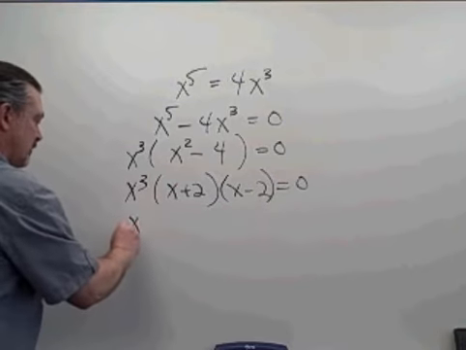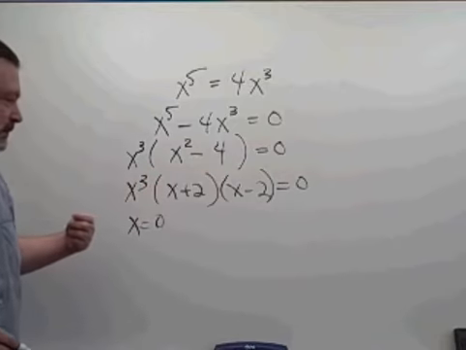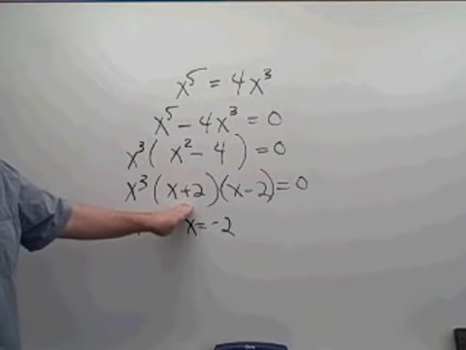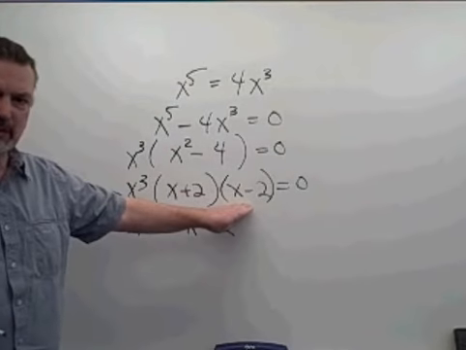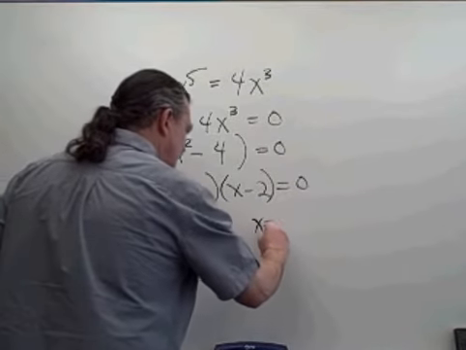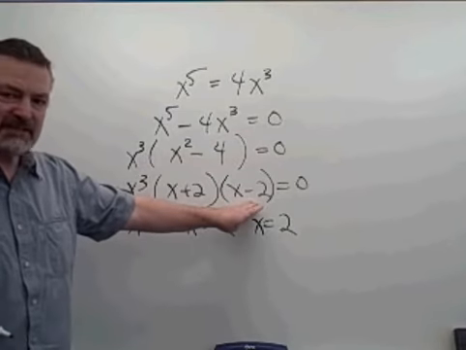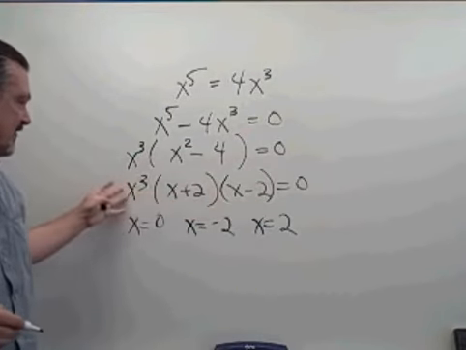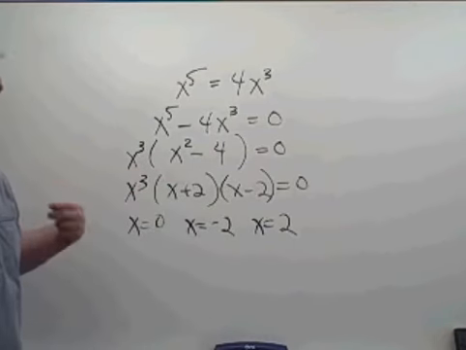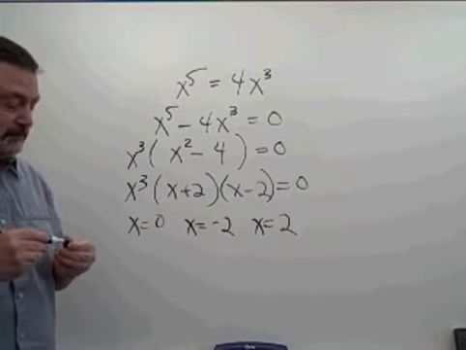So if x was 0, 0 cubed would be 0. 0 times anything is 0. Or if x was negative 2, this factor would become 0, and no matter what those values were when x was negative 2, 0 times any value is 0. Or if x was 2, x being 2 would cause this factor to become 0. And no matter what these factors became when we let x be 2, 0 times anything is 0, and we have our three solutions to that original equation.